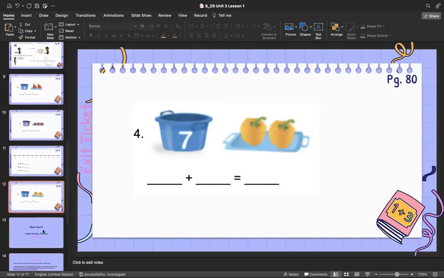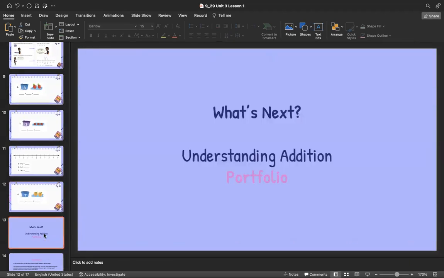Here's your next problem. And from here, we will be using the Understanding Addition portfolio, which is coming up in the lessons. I will be going more into this specifically, so look for that explanation in its own recording.